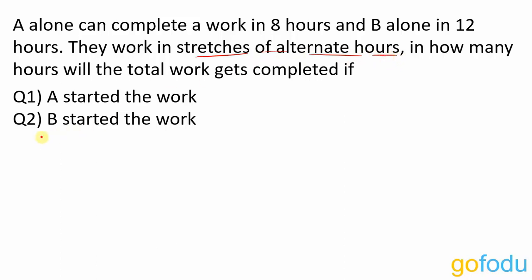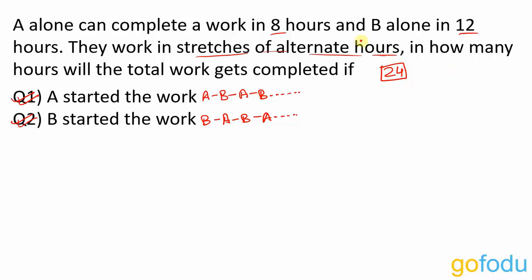That means when A starts the work, A will go first. For the first hour, A will be working. Then in the next hour, B will work. Then again it will be A's turn, then B, and like this the cycle will continue. In the second case, when B starts the work, B will go first. Then in the next hour it will be A's turn, then B again, then A, and like this the cycle will continue. So here total work could be taken as LCM of 8 and 12, that is 24.